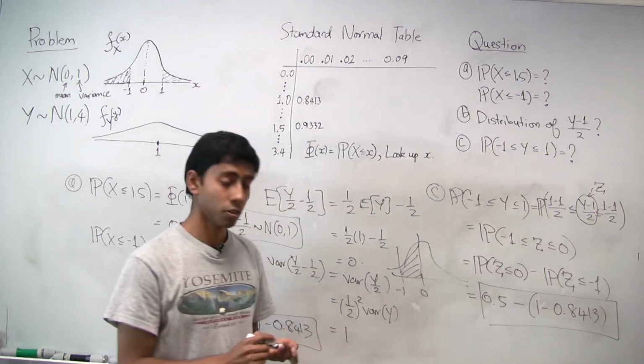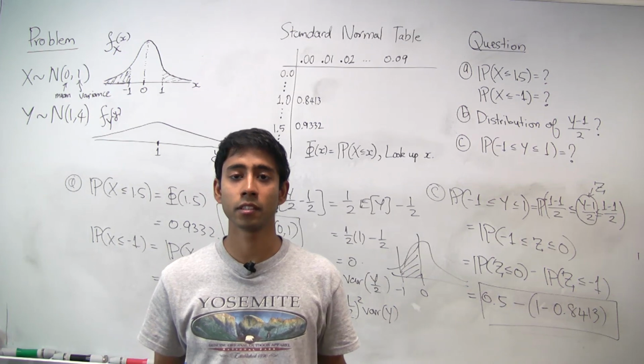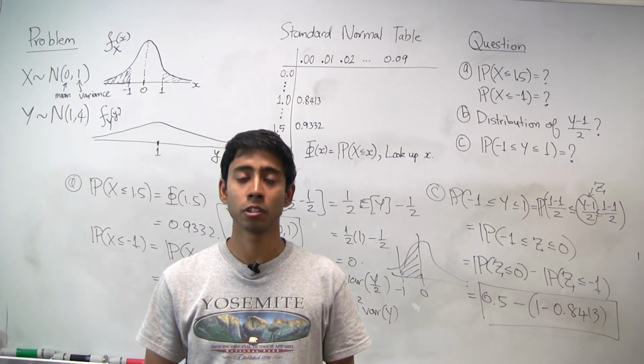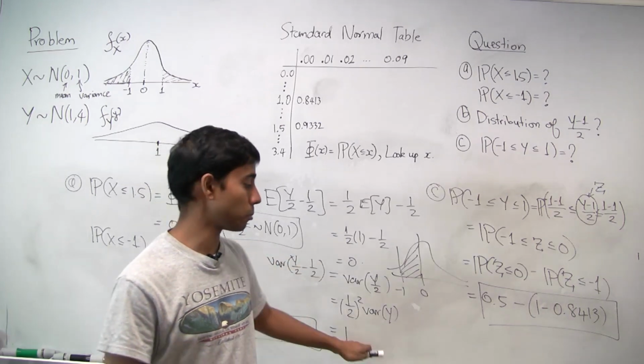Done. So we basically calculated a few standard probabilities for normal distributions, and we did that by looking them up from the standard normal table.